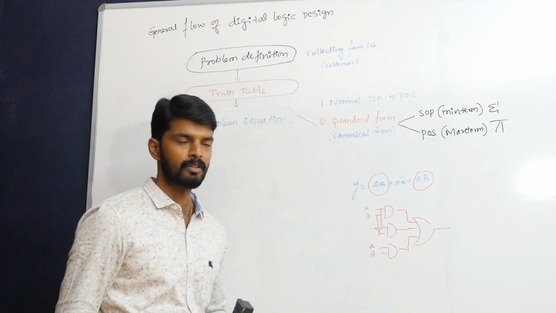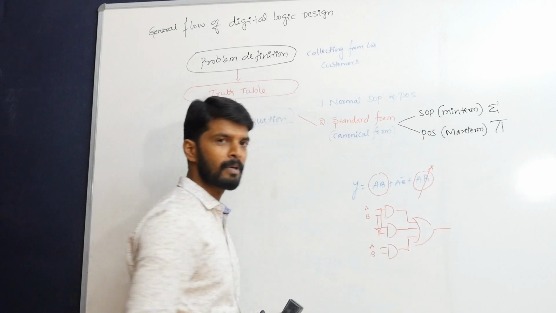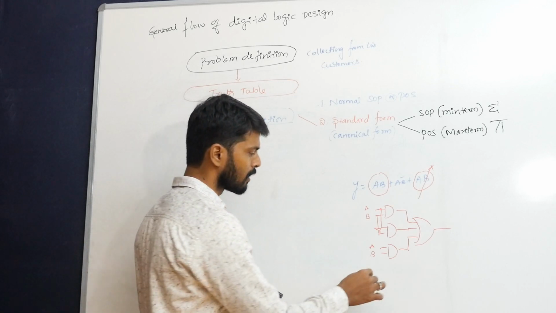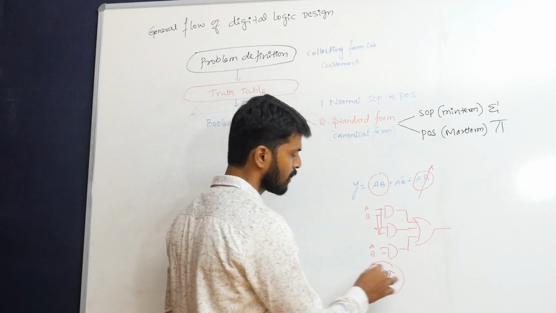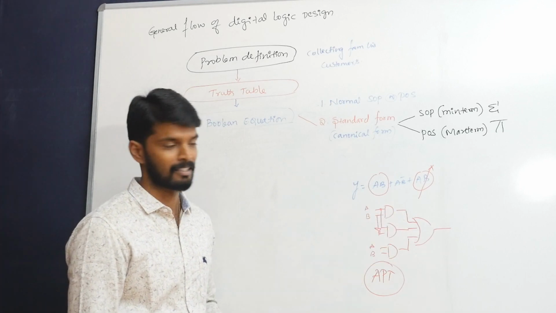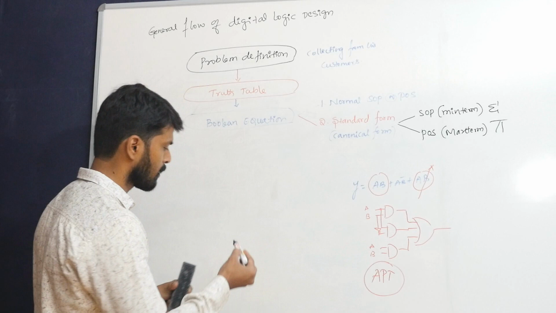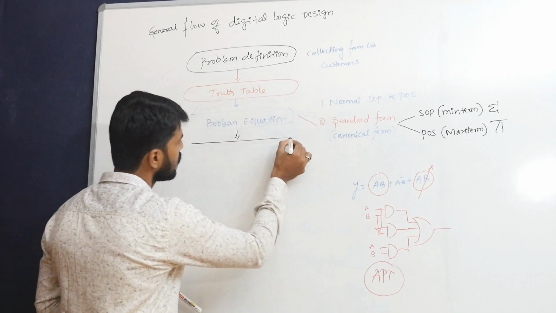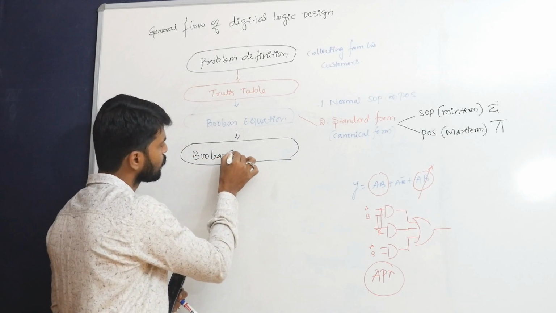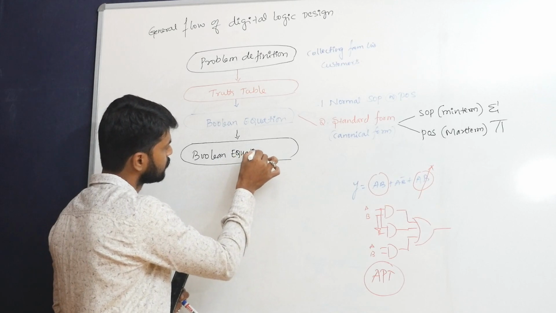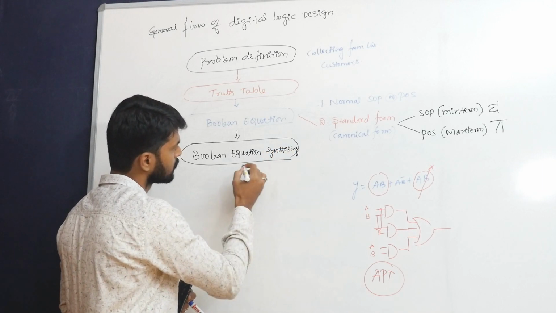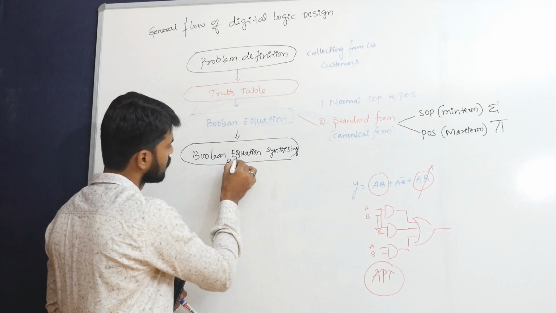Why do we need to use it twice? If I reduce any one of the terms, obviously we can reduce the area, power and timing, isn't it? Area, power and timing. This APT we can easily overcome with the help of Boolean equation reduction or synthesizing. So the next step is we need to do Boolean equation synthesizing, or we can say reduction.